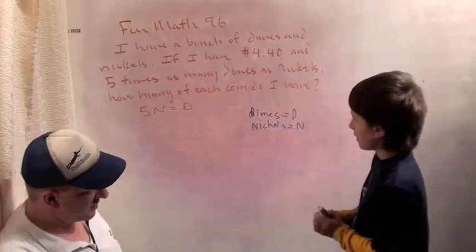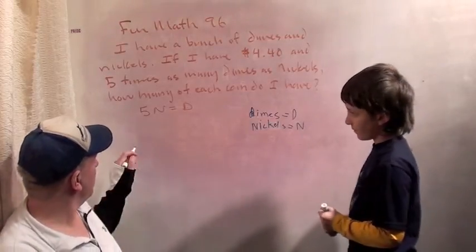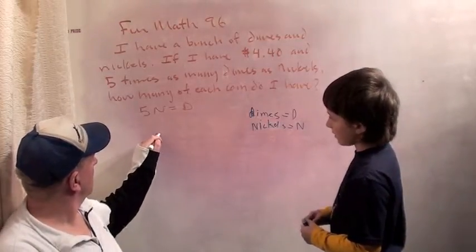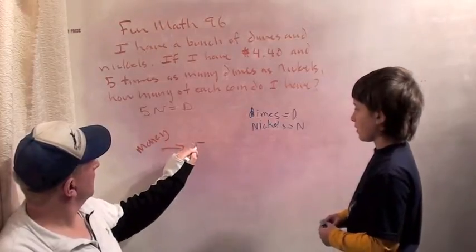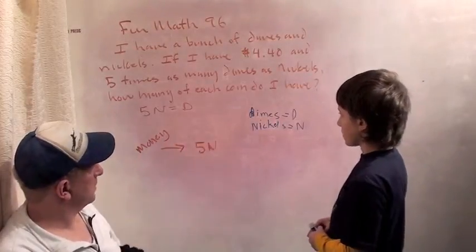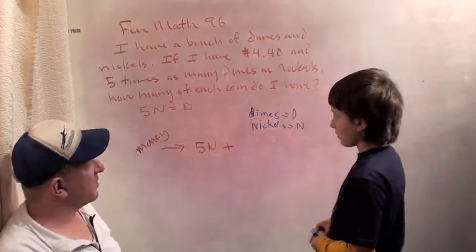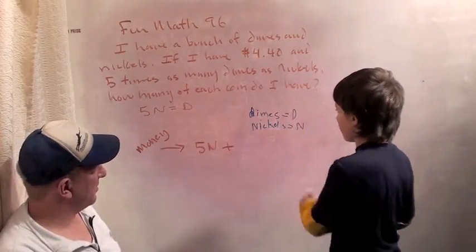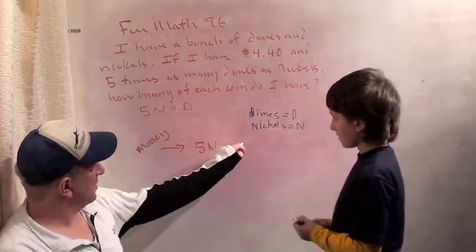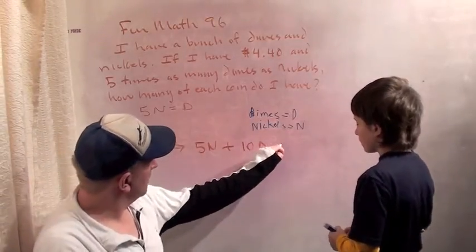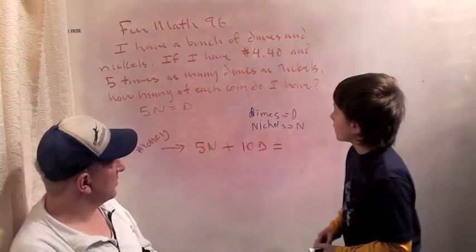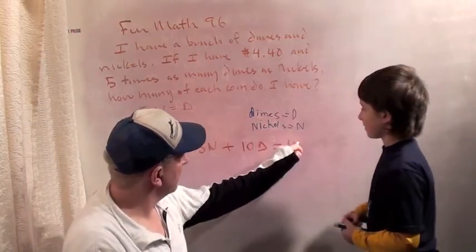Right, nickels are worth 5 cents. So how much money do you have? You have 5N plus, tell me in terms of D first, 10D. And how much money is that? That's 440 cents.